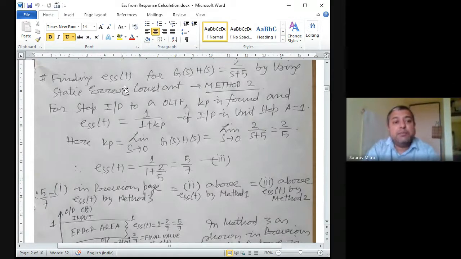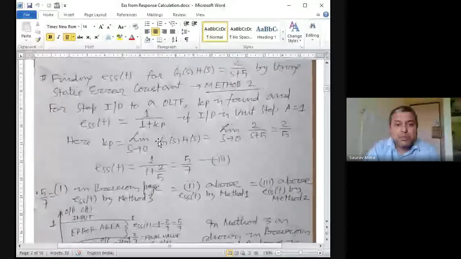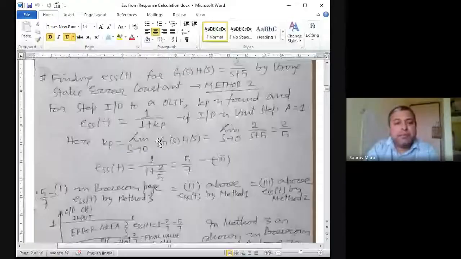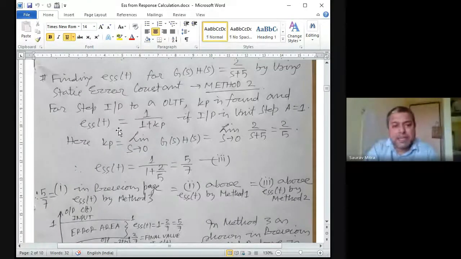Whenever I am inputting a unit step, in that case you have to find the static error constant as Kp, because for unit step input we find the steady state error by Kp. So what is the error formula in that case? 1 divided by 1 plus Kp. So now Kp you have to find out first. So in the second method, first I am finding what is Kp. Kp is equal to limit s tends to 0 G(s)H(s).